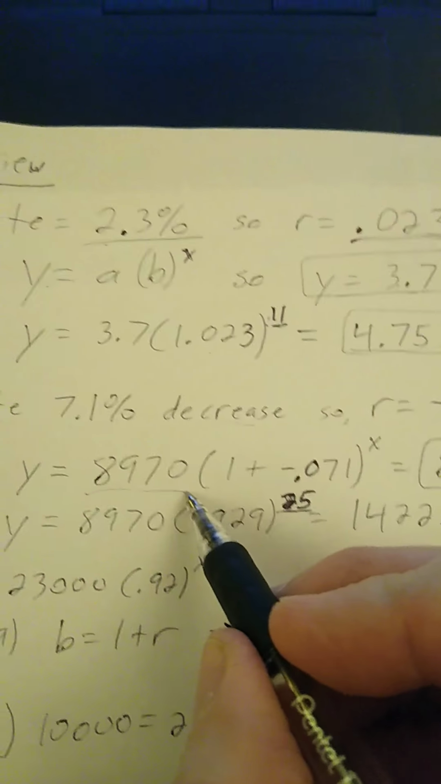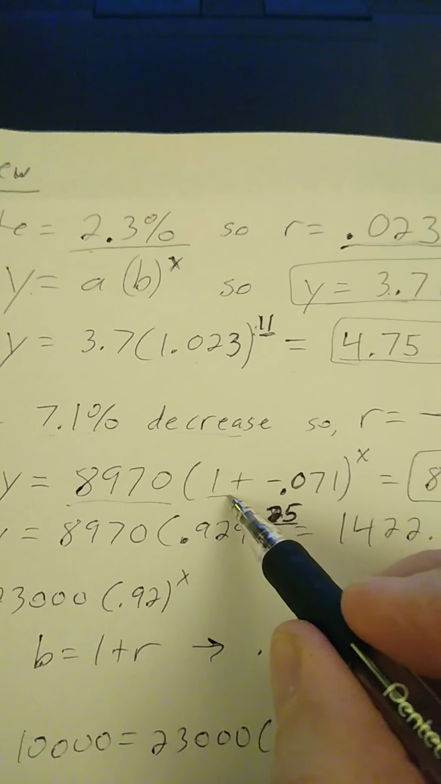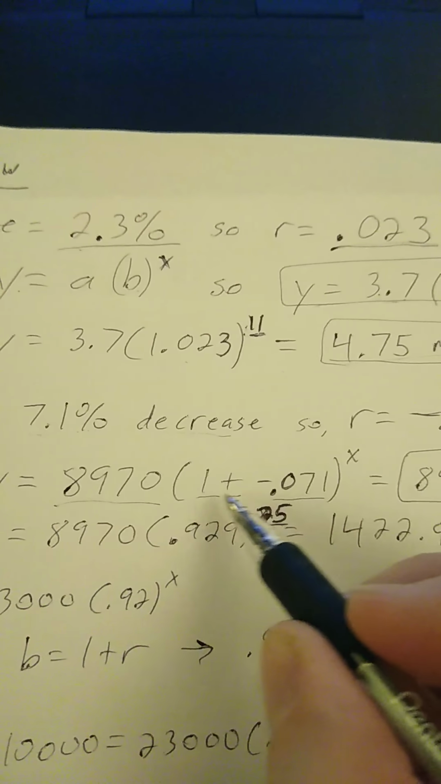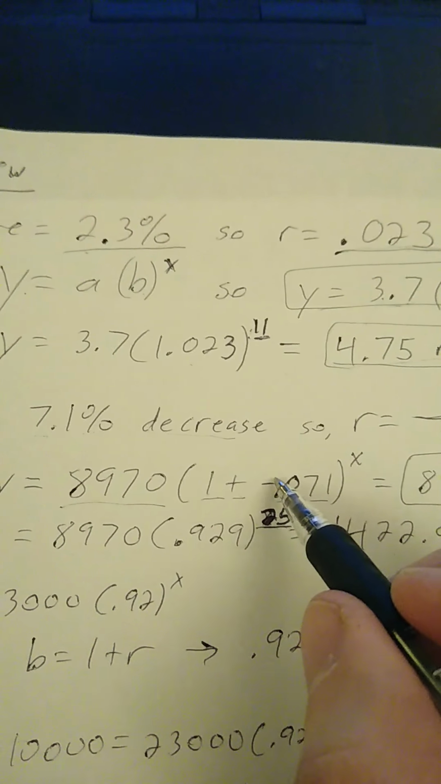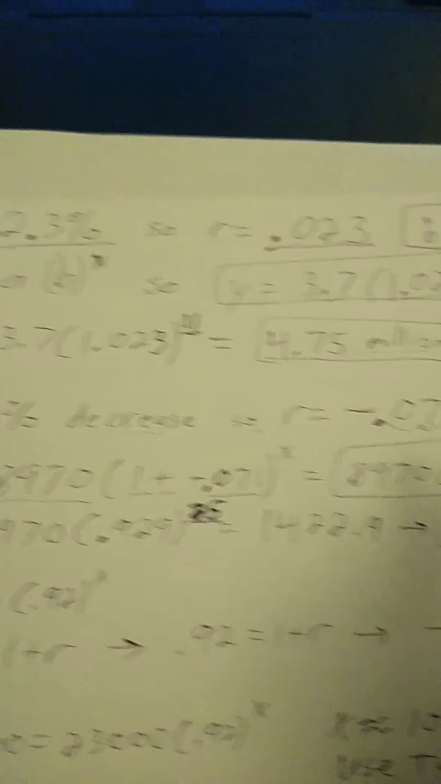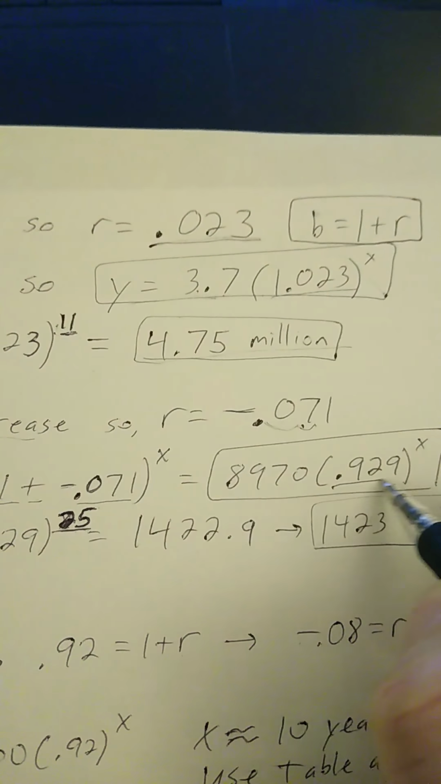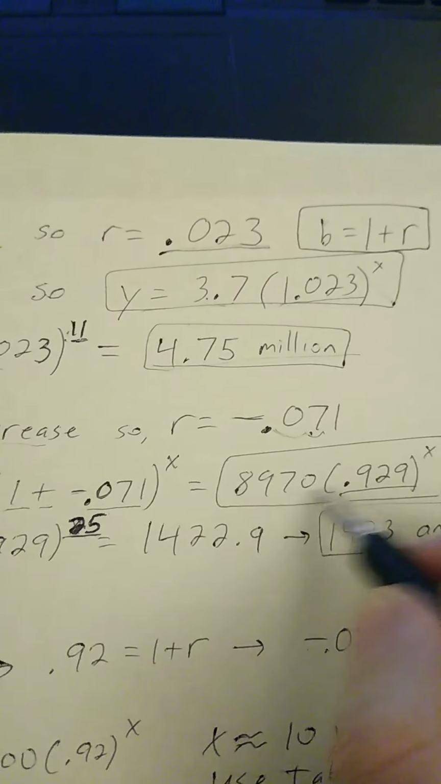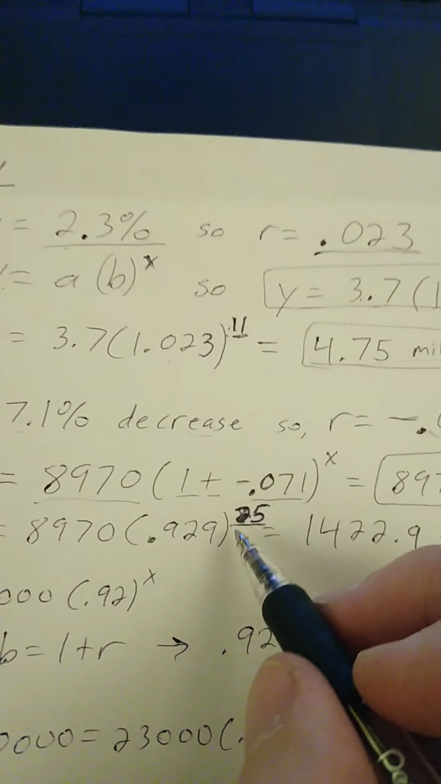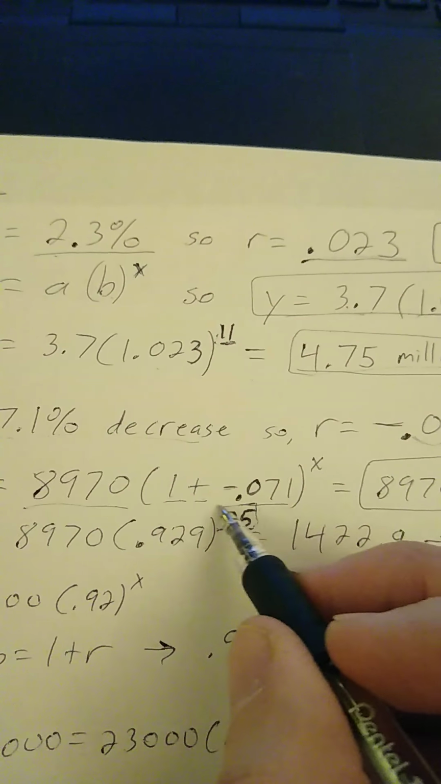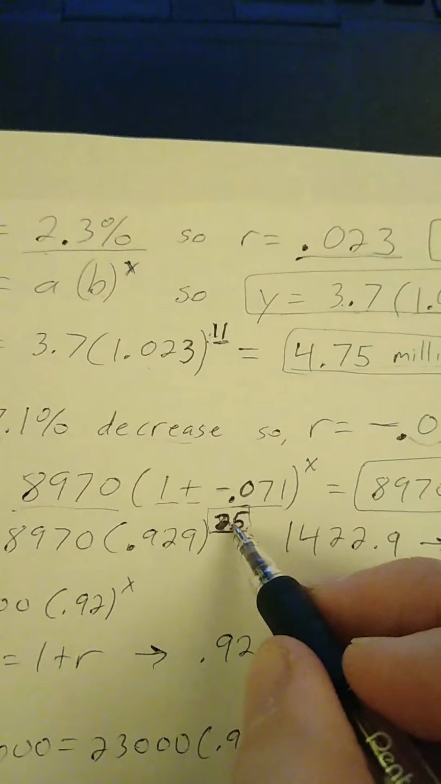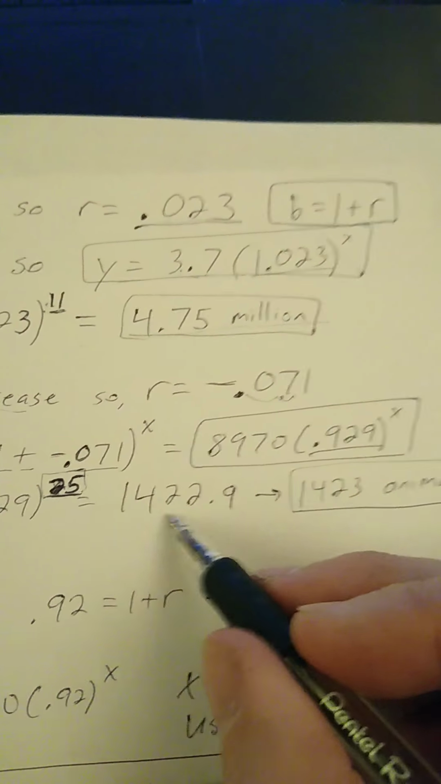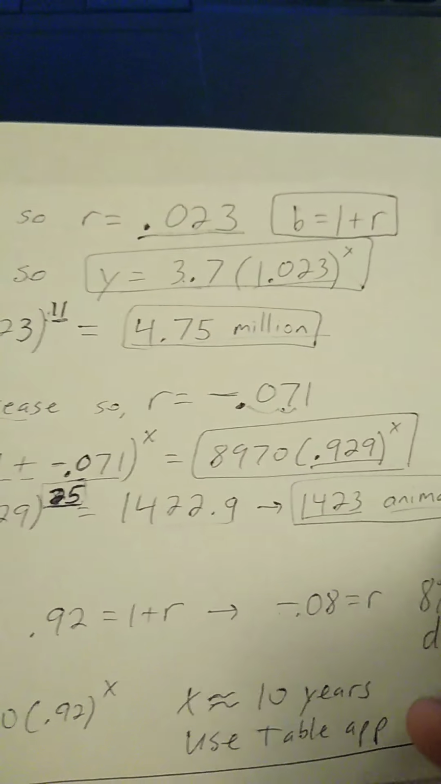So 8970 is the starting value. That's how many animals they said we started with. B is 1 plus the rate. 1 plus this. Remember, it's a negative, so I'm going down, 0.929. Here's my equation. Now it asks for the year 2025, which is 25 years later. So running this through the calculator, I come up with this number rounded to 1423 animals.